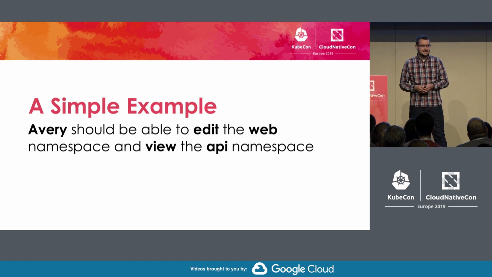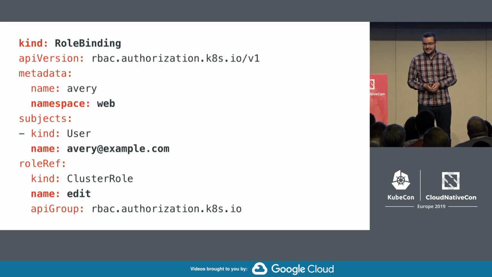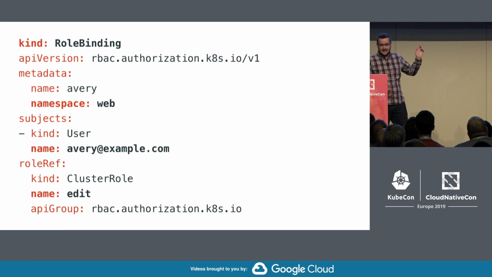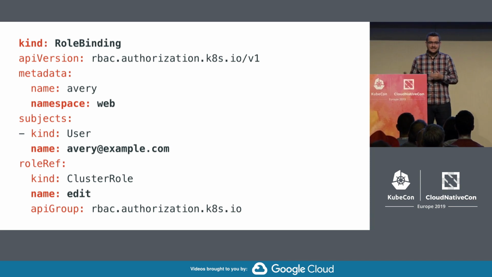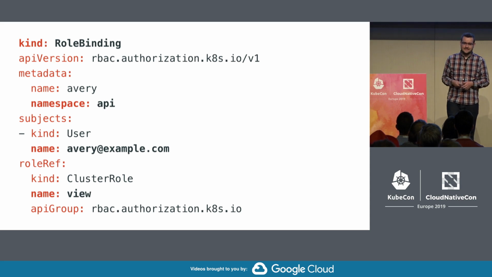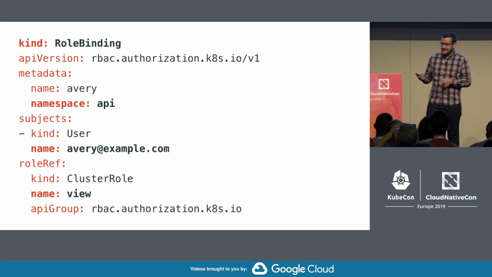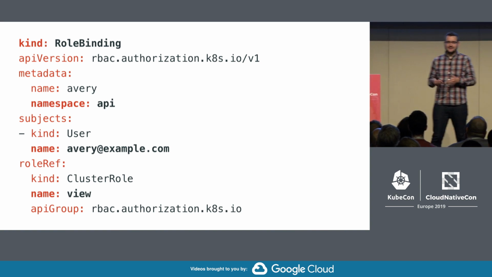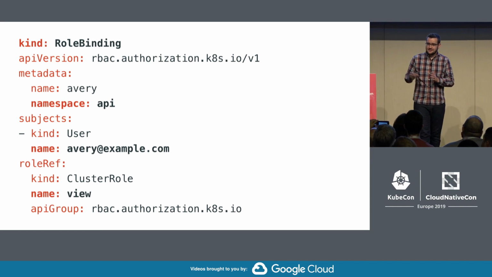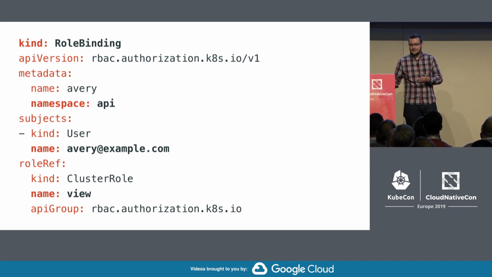So to give her that access, we need to create a role binding. So this is a role binding that connects Avery to the edit role in the web namespace. So this allows her to edit resources inside the web namespace. Now we're going to do the same thing for the API namespace, except we're going to let her view resources in the API namespace. So if you were paying attention, I did just switch slides, and all of 2 words switched. So you may notice that this can get pretty repetitive as far as configuration. There's probably some ways we could potentially improve this and make this a little bit more efficient and less repetitive. And that's what we'll be talking about a little bit later on.